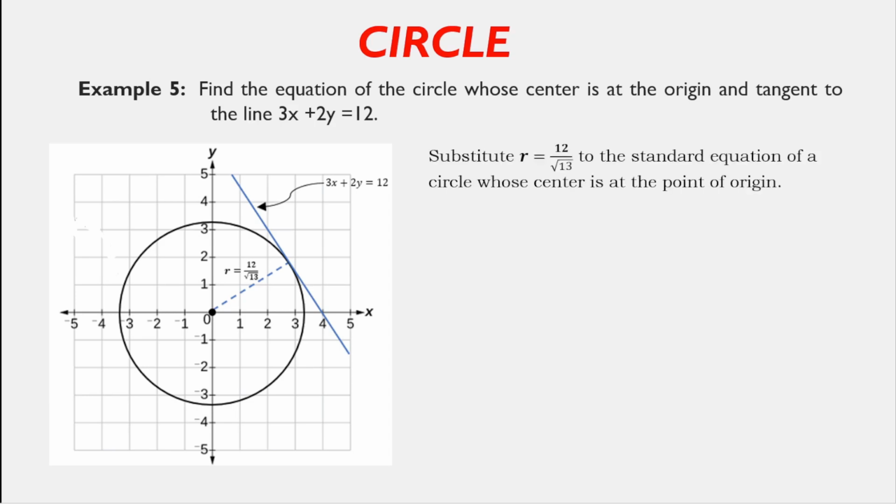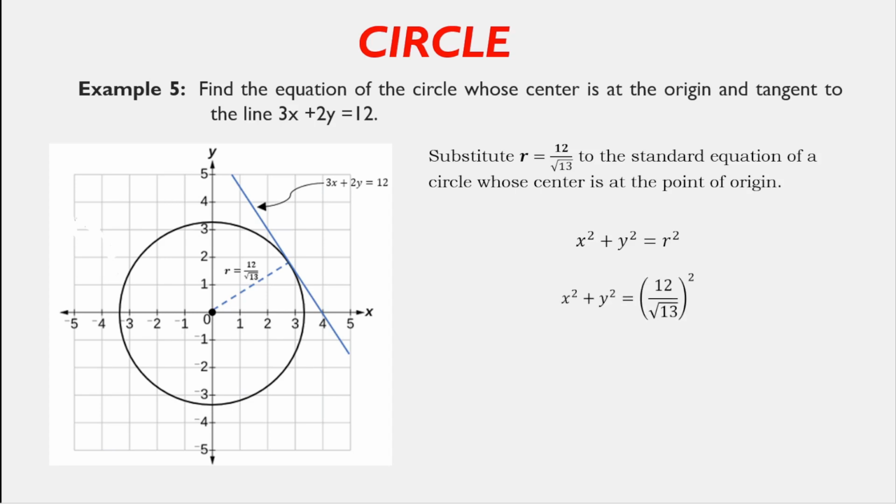What we are going to do is substitute the value for r, which is 12 over square root of 13, into the standard equation of a circle whose center is at the point of origin. We all know that when the center of the circle is located at the point of origin, we are going to use this formula: x squared plus y squared is equal to r squared. All we need to do is substitute the value for r, which we already computed, 12 over square root of 13.